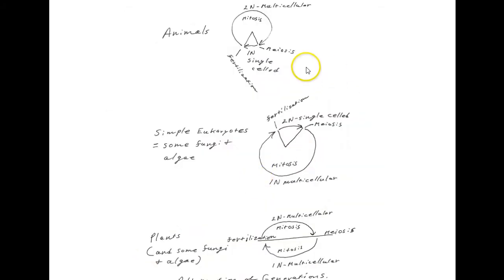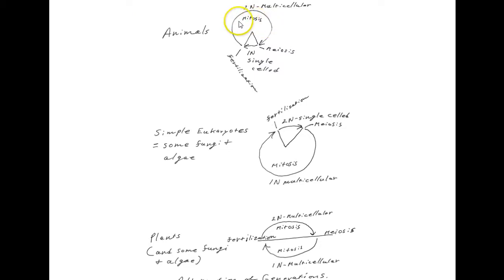Okay, here's some other versions of those diagrams, and notice right here with the animals, we have a single-celled haploid. That would be the egg cells or the sperm cells right there. And then we have this multicellular diploid state. So mitosis occurring in the diploid state. So this would be all of your somatic cells.